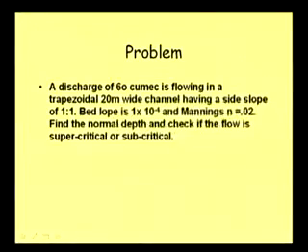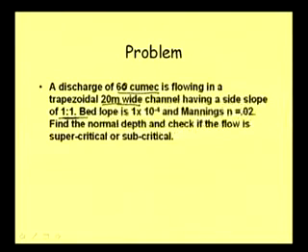Suppose we talk about this particular problem: a discharge of 60 cumec is flowing in a trapezoidal channel of 20 meter width. Well, this is a little bigger channel, 20 meter wide, and the discharge is also a little higher, say 60 meter cube per second, and this has a side slope of 1:1. That means this is not rectangular. That is the small z value that we are writing, z equal to 1.